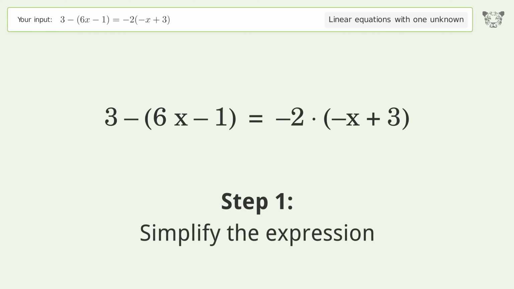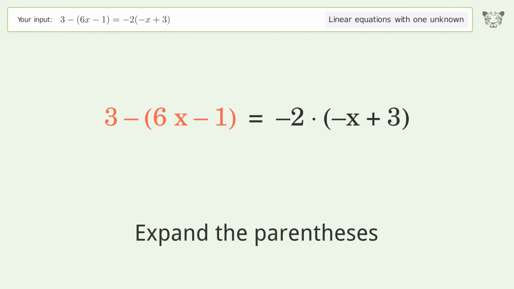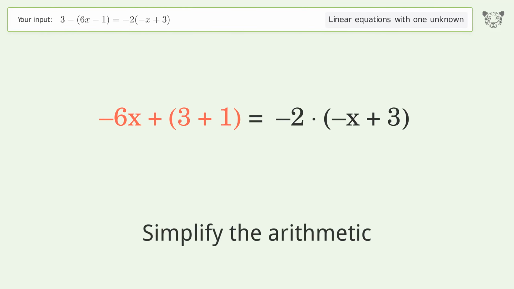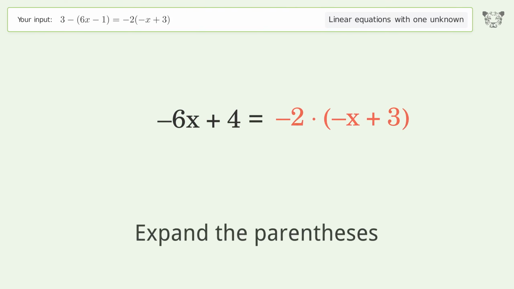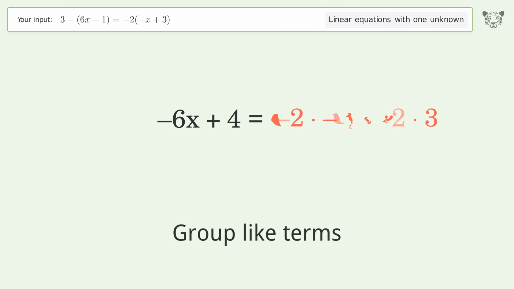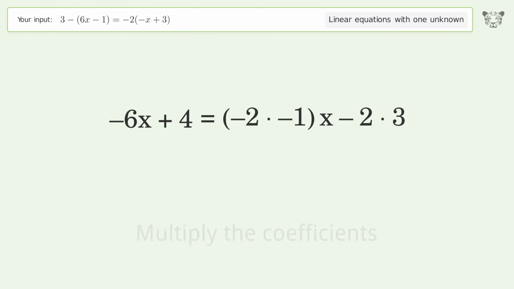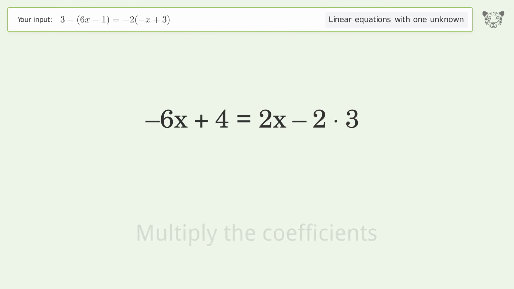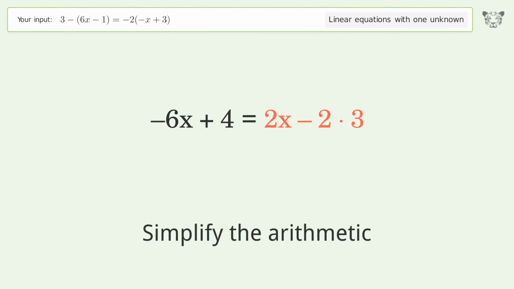Simplify the expression. Expand the parentheses. Group like terms. Simplify the arithmetic. Expand the parentheses. Group like terms. Multiply the coefficients. Simplify the arithmetic.